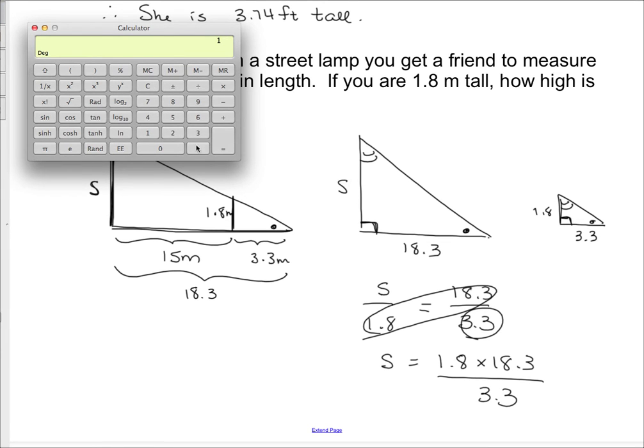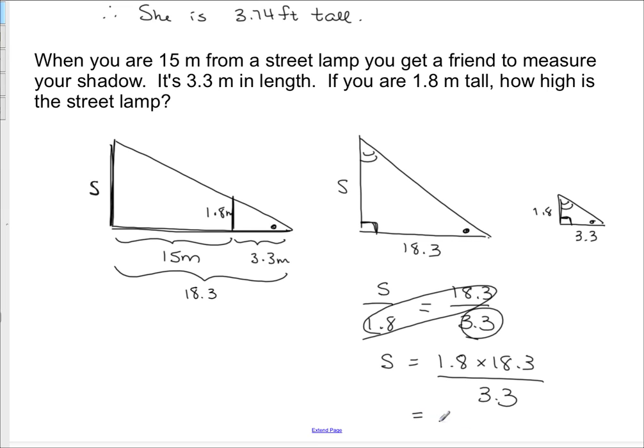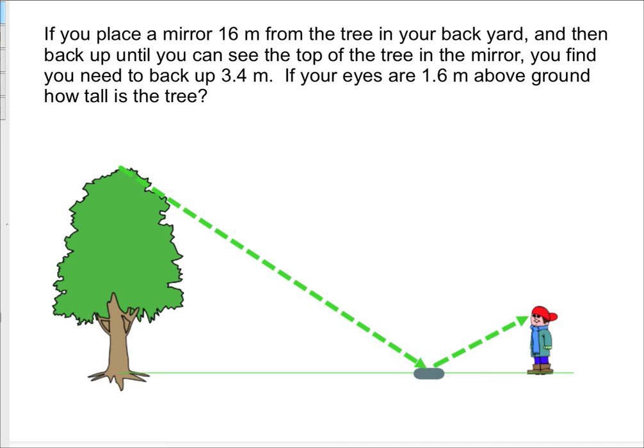And we've got 1.8 times 18.3 divided by 3.3. And that's going to be 9.98, basically 10. S equals 10.0 meters tall. We should have a full concluding statement, but I'm not going to do that. We're going to move on to the last example.